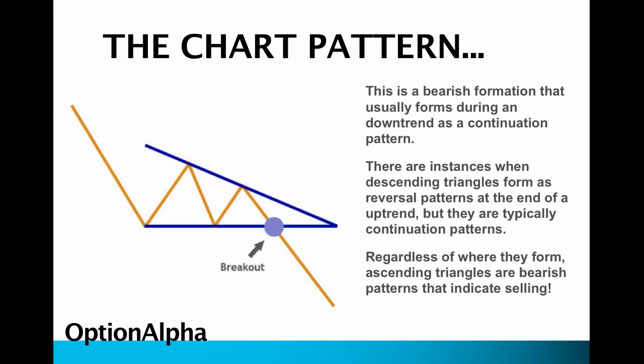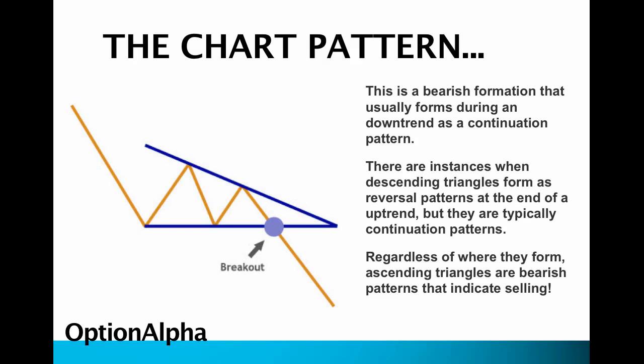So the descending triangle is fairly similar to its counterpart, the ascending triangle, except it's flipped upside down. It's going to be a bearish pattern that forms during a downtrend. And again, it's a continuation pattern, so there already has to be an established downtrend and then the pattern can form.